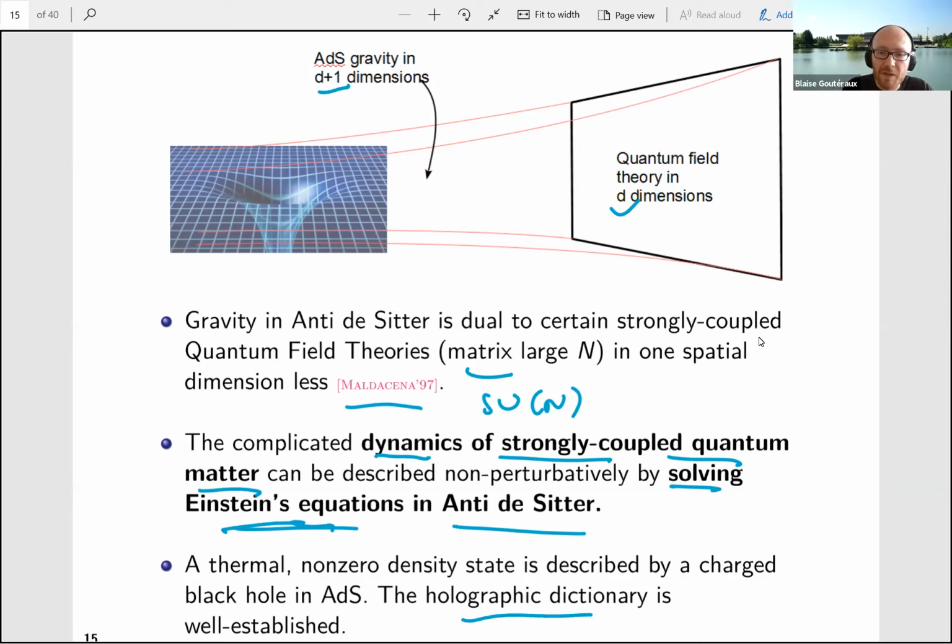Now there's a holographic dictionary between these two descriptions that tells you, if you compute an object on the gravity side, how to relate it to one of the observables you might be interested in on the quantum field theory side. And this is well established. In particular, if you want to describe the thermal non-zero density state in the quantum field theory, you want to consider a charged black hole in anti-de Sitter space.